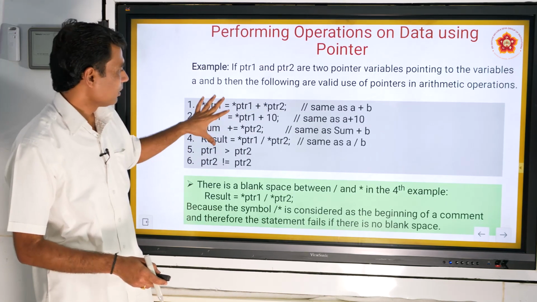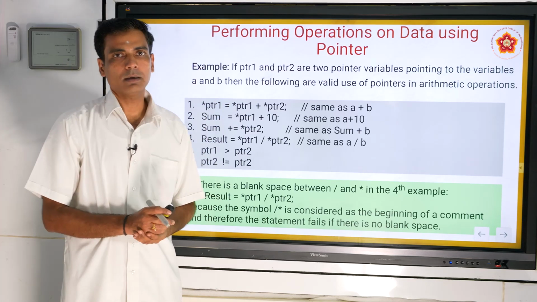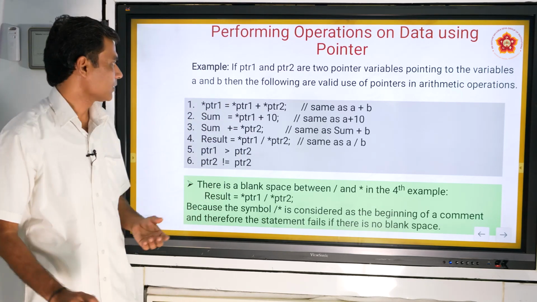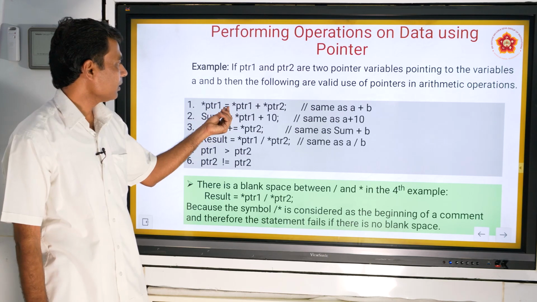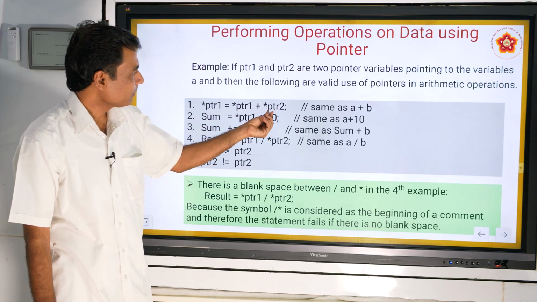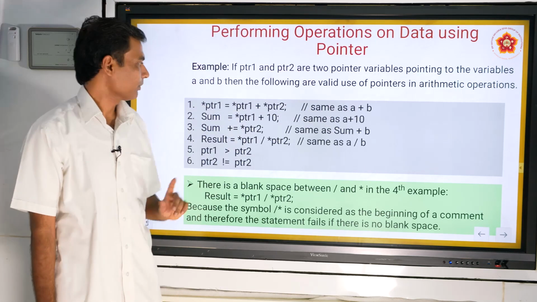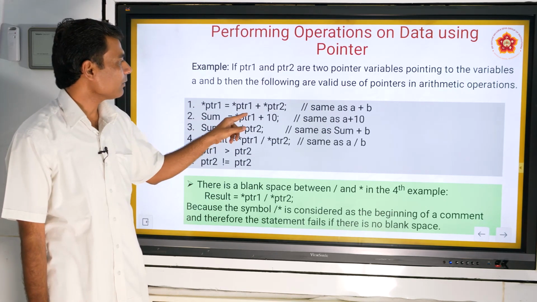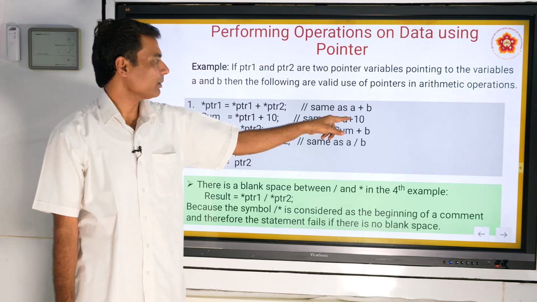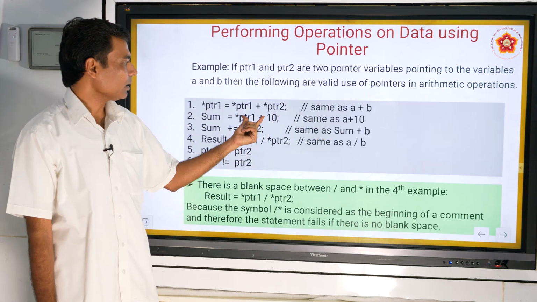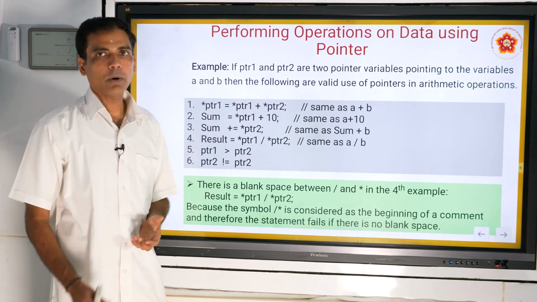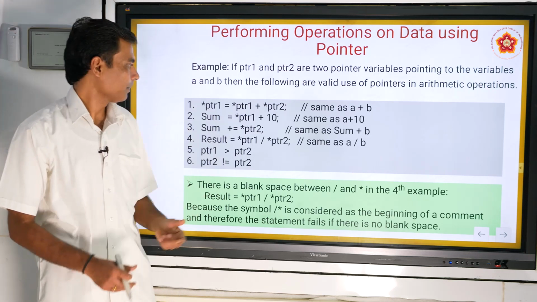Then these are the valid pointer arithmetic expressions. *ptr1 = *ptr1 + *ptr2. This is the same as a + b. Then *ptr1 + 10. This is the same as a + 10. So here we are making use of a constant in a pointer arithmetic expression.